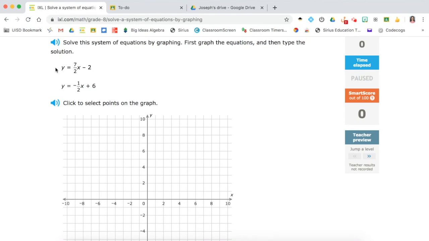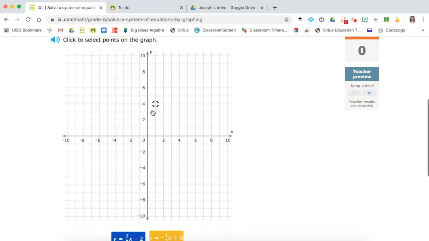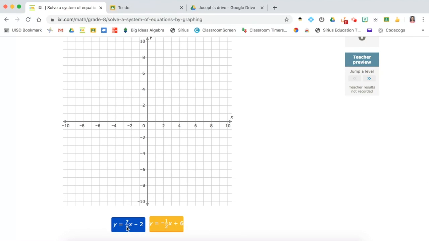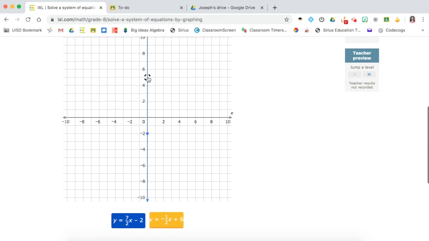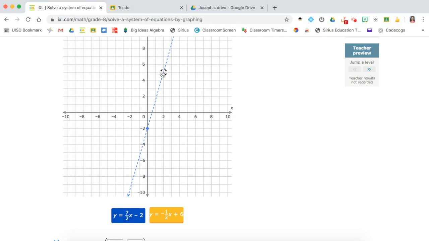So let's look at this first equation here. Here's my slope and this is my y-intercept. When I go to the coordinate graph, I'm going to click on the blue one. I'm going to go to -2 because that's my y-intercept, so you plot your point at -2. And then the 7/2 is positive, so from your y-intercept, we're going to rise 7 and run 2. So 1, 2, 3, 4, 5, 6, 7, and then 1, 2. So that's my line.